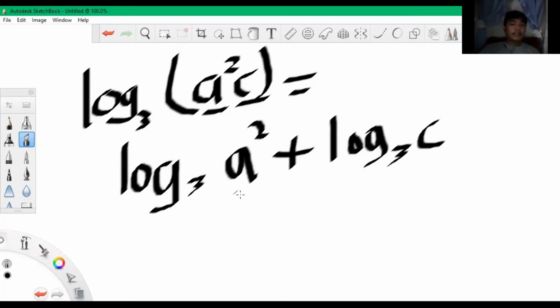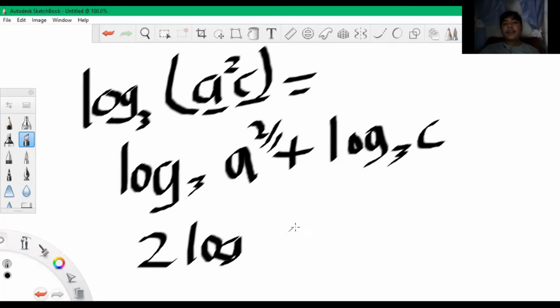However, as you can see doon sa ating logarithm a squared to the base 3, meron pa tayong exponent doon sa ating a or the answer. So we have this still exponent na square. So we have to apply naman, after applying the product rule, we can apply the third rule, which is the power rule, where iniiwalay natin itong exponent nito. So we will get the exponent. So we have 2 and the logarithm of a to the base 3.